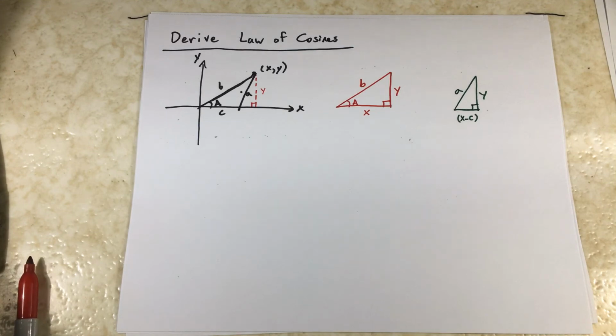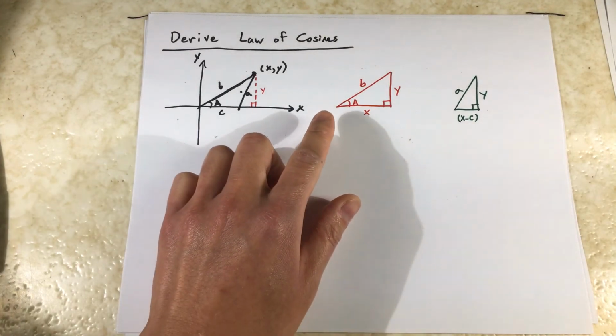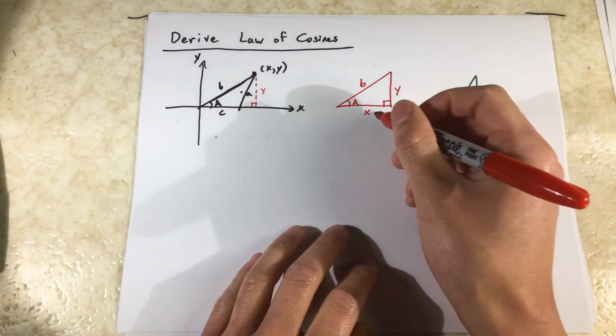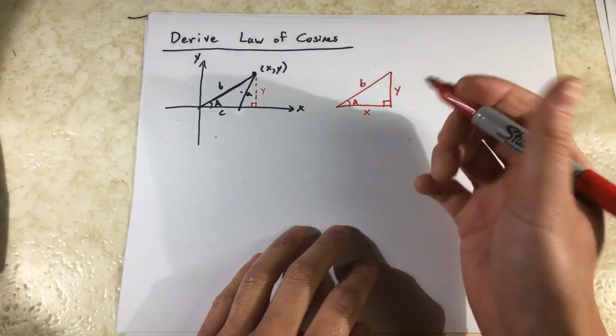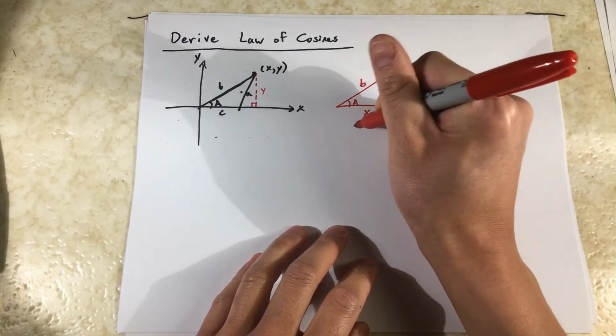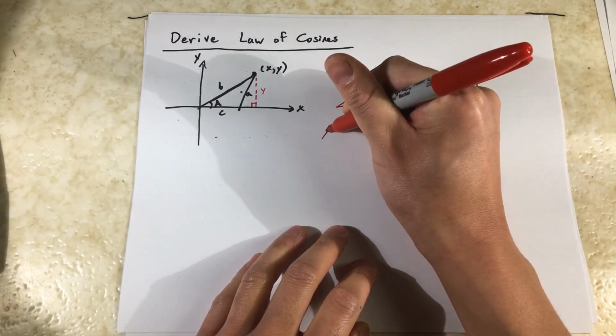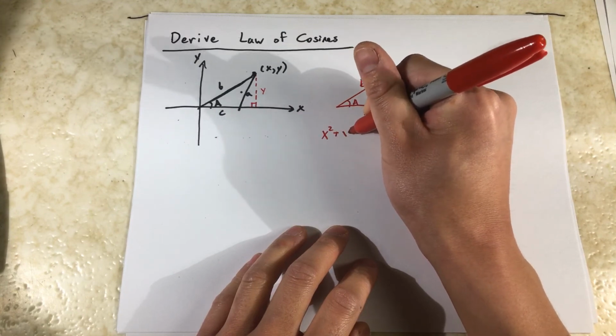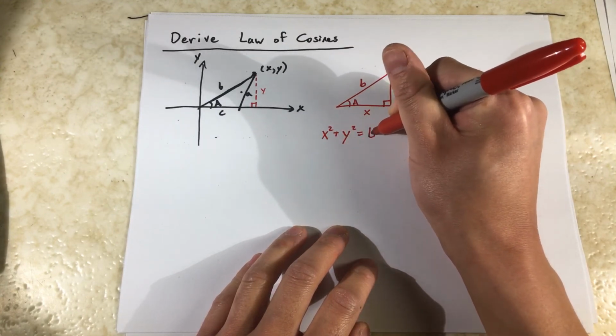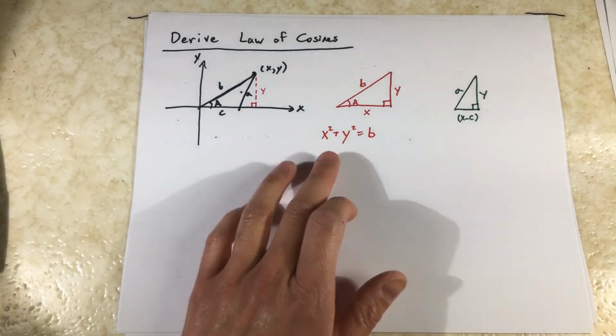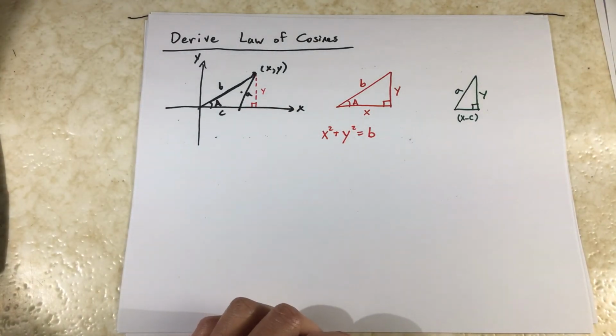Okay, so let's look at what we can get from this first triangle. For this first triangle, I can use the Pythagorean theorem because this is a right triangle, and I can use SOHCAHTOA. So I'm going to do x squared plus y squared is equal to b squared. That's going to be something that we use a little bit later on.